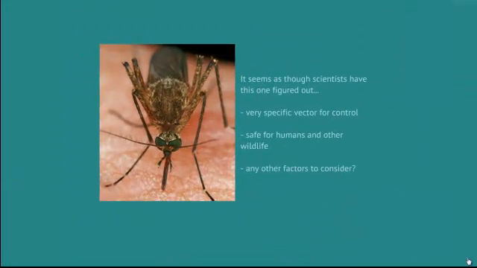So it seems as though scientists have this one figured out. They have a very specific vector for the control of mosquitoes and blackflies, and this vector, or bacterium, is safe for humans and other wildlife because the alkaline conditions within the insect's digestive system is different from that of other animals. But what other factors are there to consider?